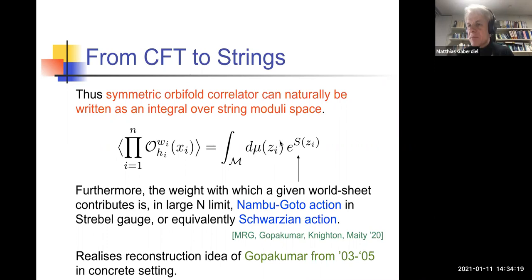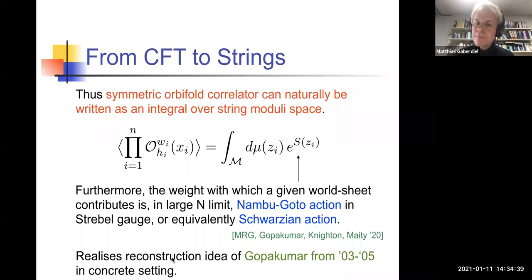And in fact, obviously, our original analysis is exactly of this type. But here we've reproduced it being totally ignorant about what the worldsheet theory should be, simply starting from the symmetric orbifold answer and rewriting it in the logic of this reconstruction idea of Rajesh Gopakumar.